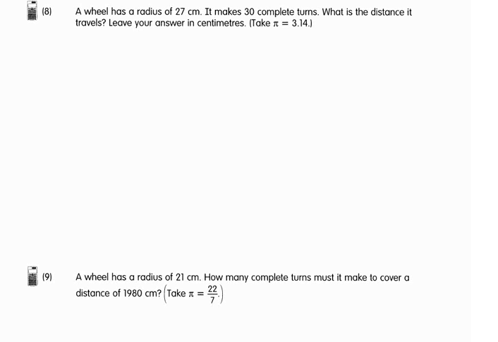Okay, a wheel has a radius of 27 cm. It makes 30 complete turns. What is the distance it travels? Previously, we agreed that one complete turn is the circumference, right? The length of the circumference. Am I right or wrong? Okay. So now, since it makes 30 complete turns, how many times the circumference is that, Ryan?